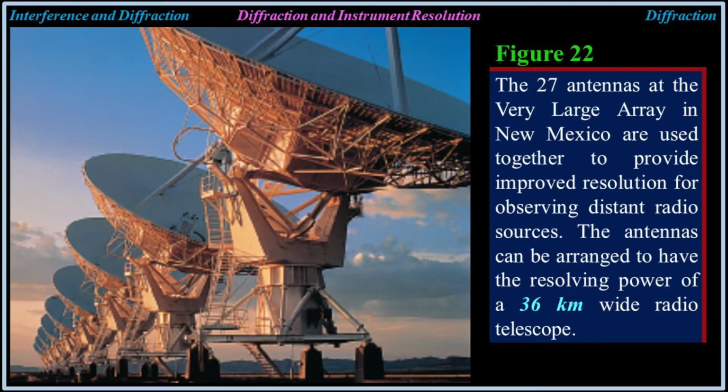Figure 22: the 27 antennas at the Very Large Array in New Mexico are used together to provide improved resolution for observing distant radio sources. The antennas can be arranged to have the resolving power of a 36-kilometer wide radio telescope. Absolutely fascinating.